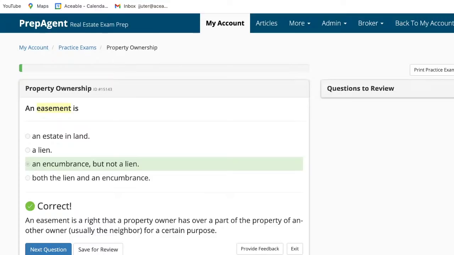What I'd like you guys to do next to help you pass your real estate exam is tell me the two main categories of liens. What are the two main categories of liens?